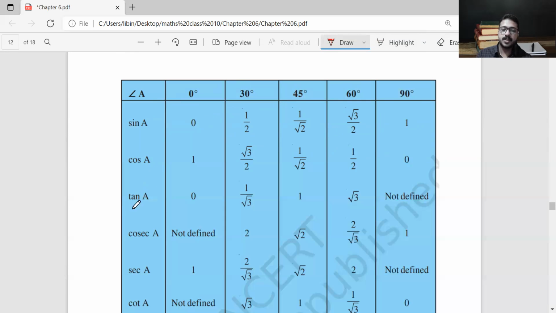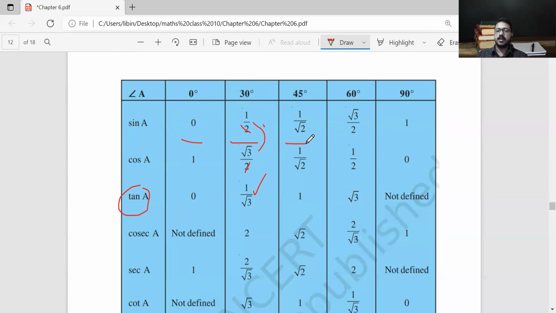Now look for the value of tan A. Tan A will be sin A divided by cos A, that is 0 divided by 1, which will be 0. Then tan 30 will be how much? Sin 30 divided by cos 30. When we divide, these two 2s get cancelled and the remaining is 1 divided by root 3.